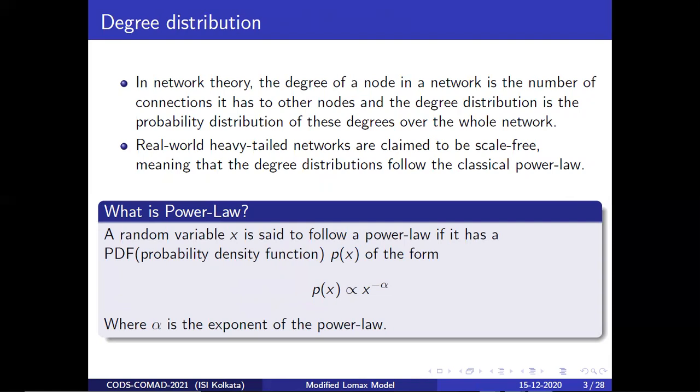A power law distribution can be defined as follows. A random variable x is said to follow power law if it has the following PDF: P(x) equals k times x to the power minus alpha, where alpha is the exponent of the power law.